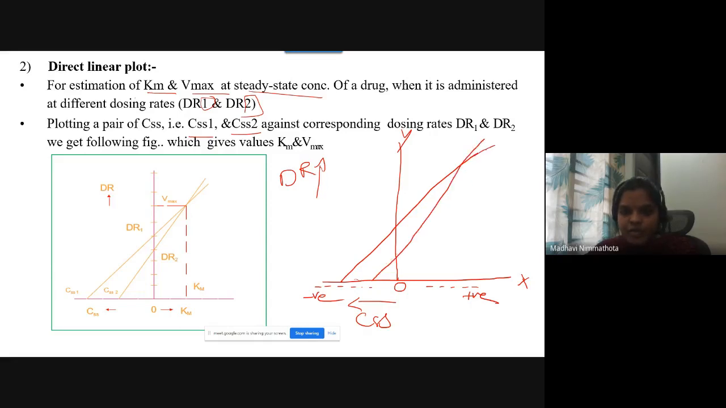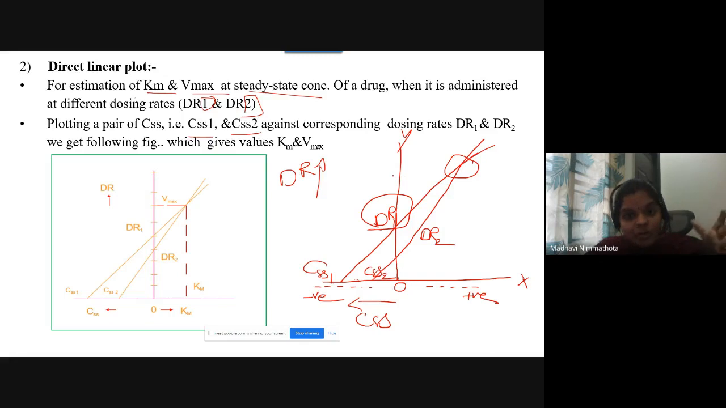So here the two dosing rates will be joining. See here, this is the plasma drug concentration 1 and this is the plasma drug concentration 2. So this is the DR1 and this is the DR2. At dosing rate 1, you are able to get steady state plasma drug concentration 1. At dosing rate 2, you are able to get CSS2, plasma drug concentration 2. So this is the dosing rate difference at two different rates.